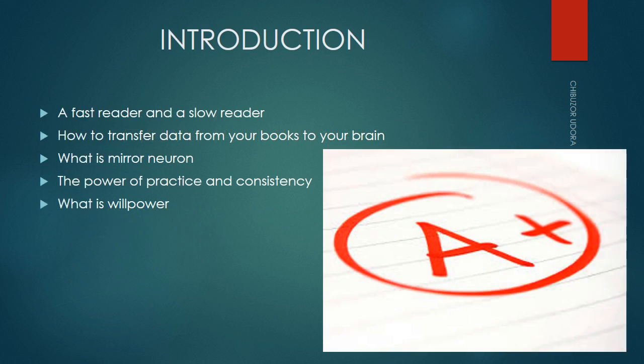Introduction. Number 1, a fast reader and a slow reader. 2, how to transfer data, or what you read from your books, to your brain. 3, what is mirror neuron and how it affects you to become a better student. The power of practice and consistency. What is willpower?